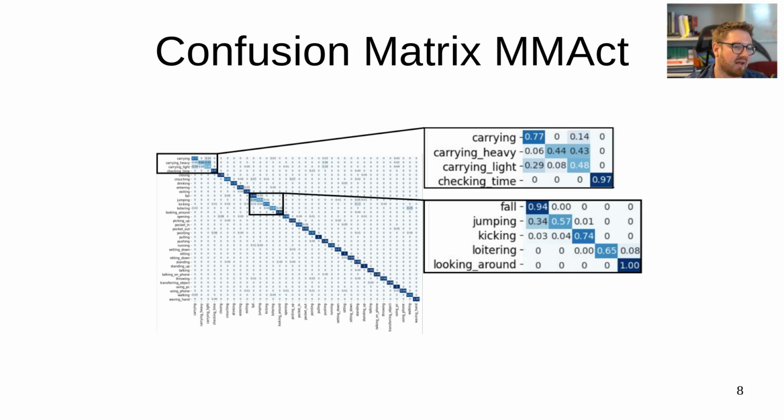Our approach works quite well on most of the actions, but we are confused when dealing with very similar actions, like we have a hard time distinguishing between carrying heavy and carrying light. This comes by the nature of their similarity, and we face issues with sudden movements, for instance the jumping and kicking action, and a low amount of overall movements is also a problem, for instance for the loitering action.